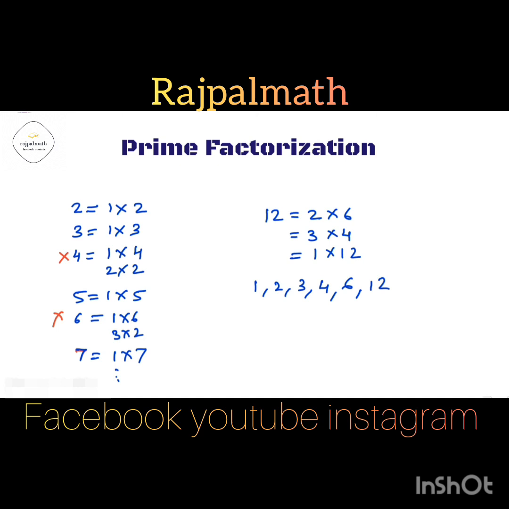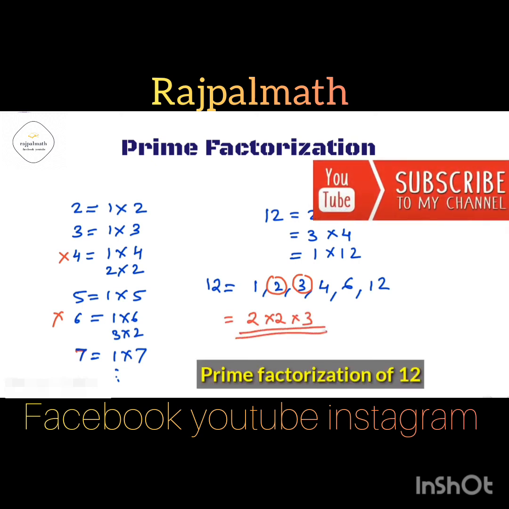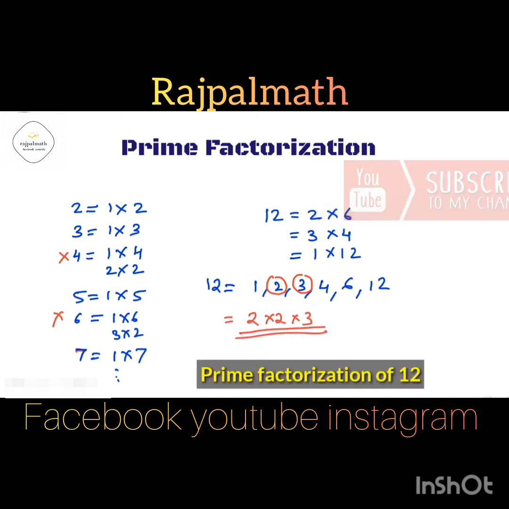Representing a number as a product of prime numbers is called prime factorization. Let's take the same example you can see on screen. Number 12 has all these factors. However, out of all these factors, 2 and 3 are the only two prime factors. Hence, representing 12 as a product of these prime factors, 2 and 3, will be the prime factorization of 12. 12 can be represented as 2 into 2 into 3, and that is the only way we can represent 12 as a product of primes.